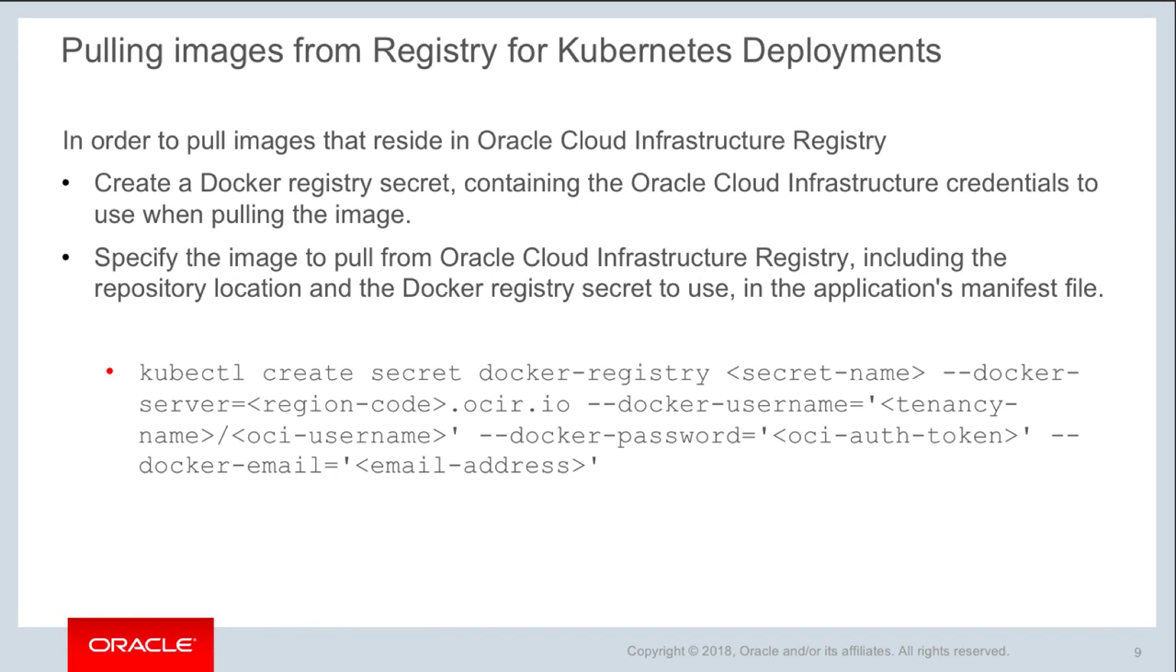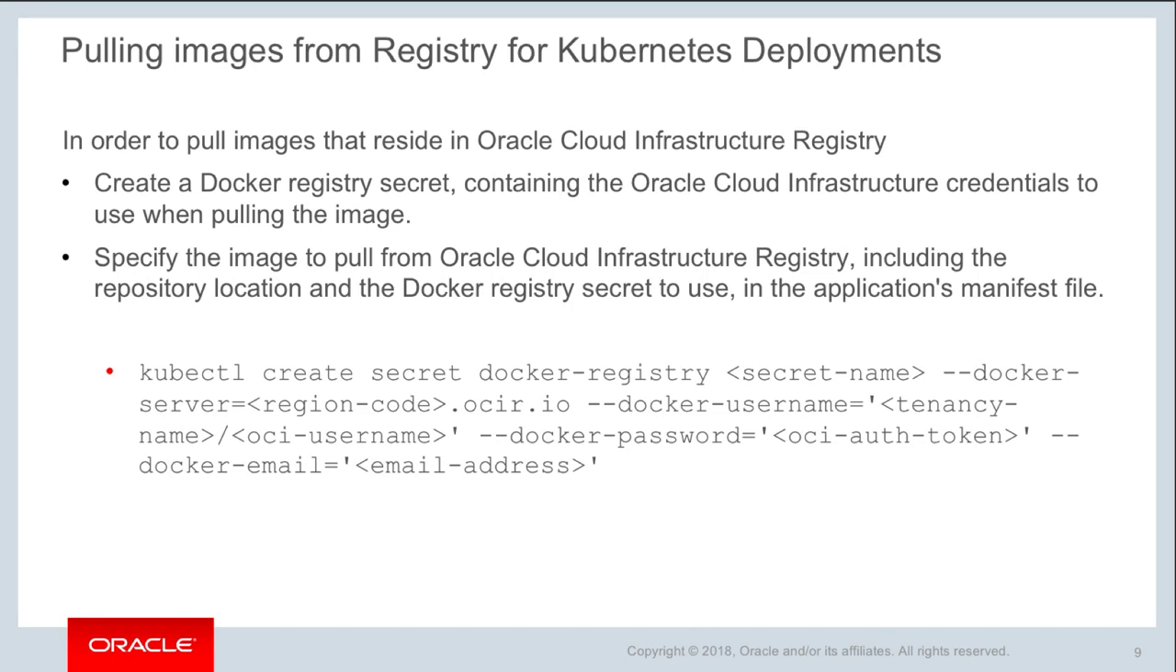The registry service is also integrated with the Kubernetes service, so you can directly pull images from the registry into your Kubernetes deployments. The complete steps are provided in the documentation, but just to give you a high level overview, within your Kubernetes deployment, you can create a Docker registry secret, which contains your credentials to access your registry service. The credentials are again the same: your tenancy and username, and then your authentication token for your registry service.